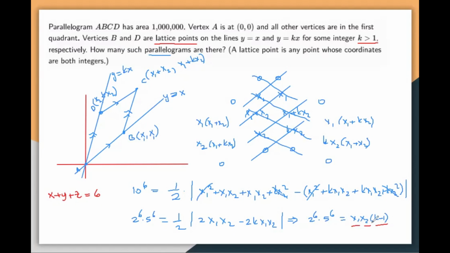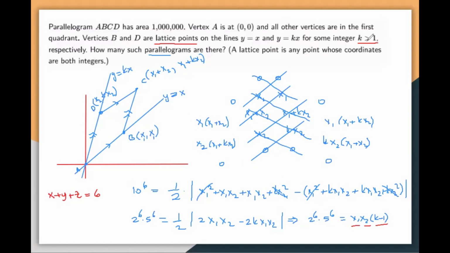Because if you choose 0 for any of these, then that doesn't work, because we want x1, x2 to be at least 1. Because x1, x2 has to be in the first quadrant, and if this is 0, that means this has to be at least 1. So 2 to the 0th power doesn't work, which is why we have 2 to the first power, second power, all the way to 6th power. So we have 6 powers of 2, 6 powers of 5.